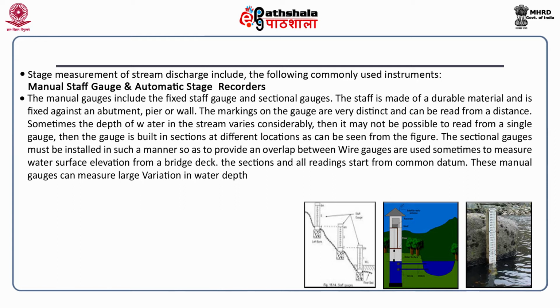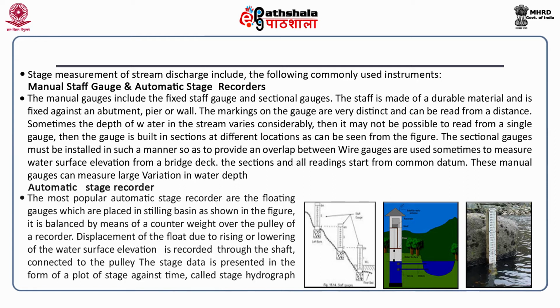Now let us come to the middle one. This is known as an automatic stage recorder. The reason this is called an automatic stage recorder is because here nobody has to actually go to the site and measure the readings. Here, depending on the level of the stream, there is an automatic pulley and weight system, and through that system the reading gets measured and recorded, and it is taken to a distant computer from where the recordings are noted.